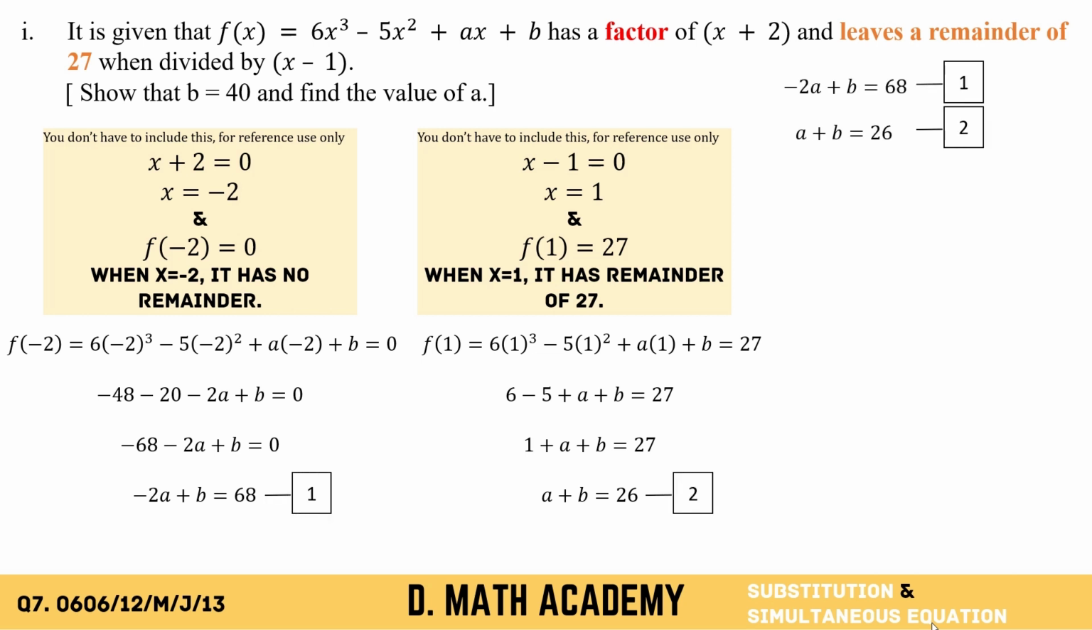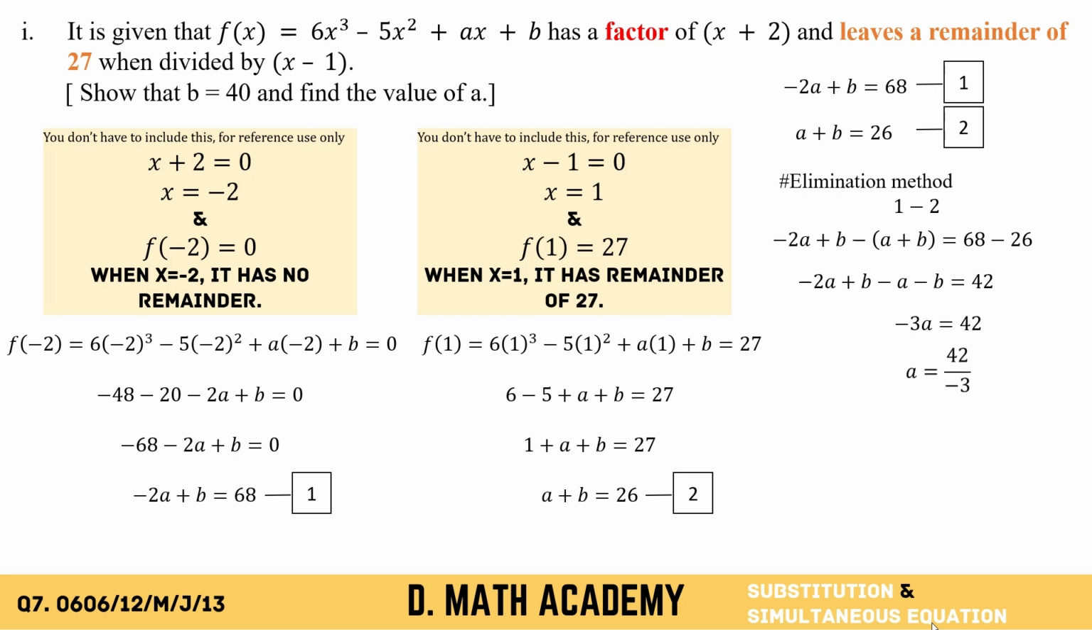So I list it down at the side and I start running my simultaneous equations. The method I'm using is the elimination method. So I took 1 minus 2. Remember to put the bracket on the second equation. So now you have negative 2a plus b minus a minus b equals to 42.